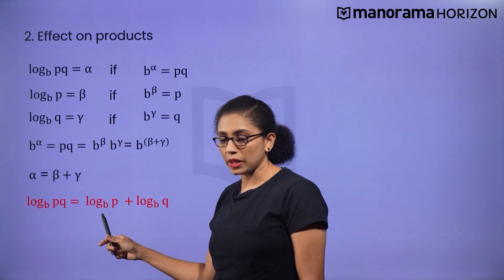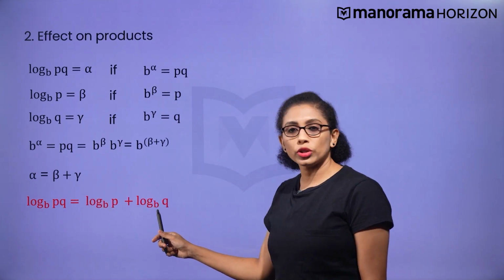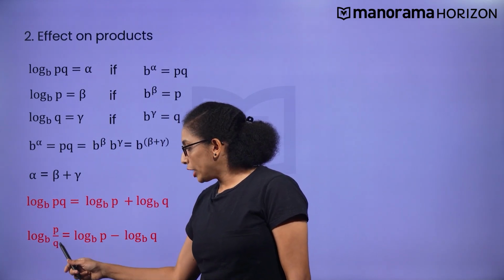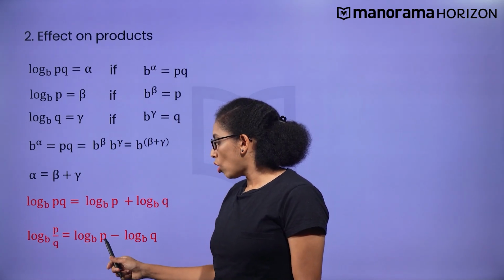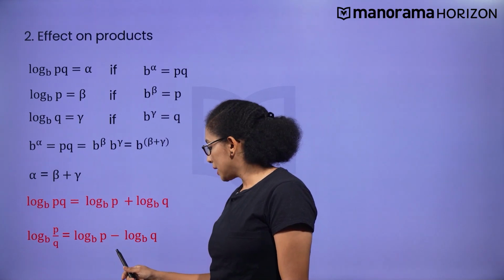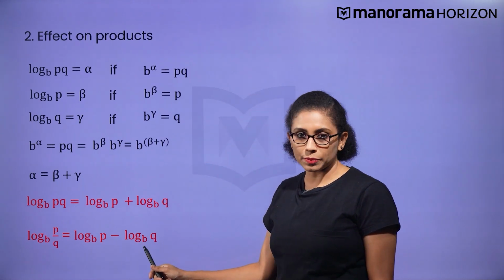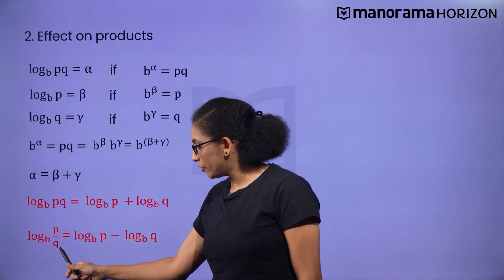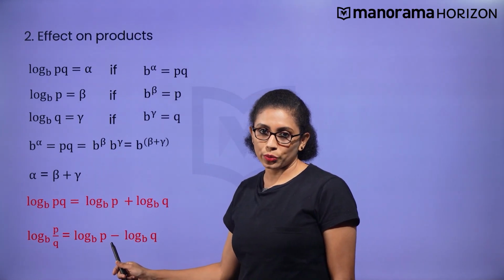Log p to the base b. And what is gamma? Log q to the base b. Similarly, we get log p by q to the base b is equal to log p to the base b minus log q to the base b. If it is product here, the plus sign in between. And if it is division, the minus sign in between.